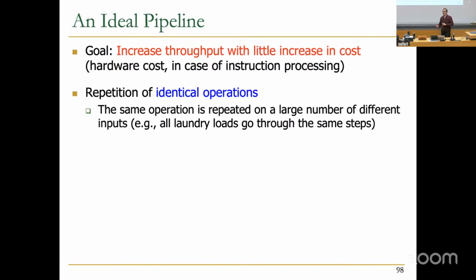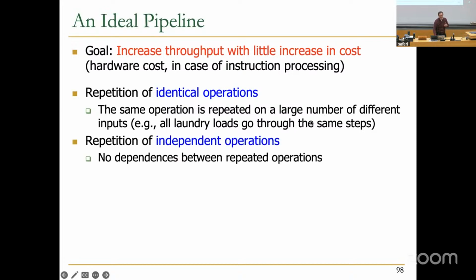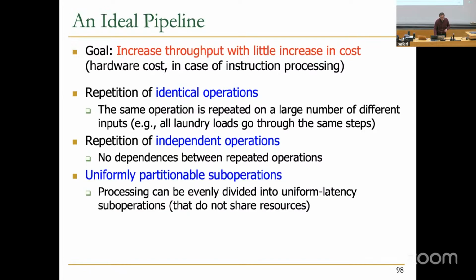Ideally, you should be repeating the same operation many, many times. The same operations repeat on a large number of different inputs. For example, all laundry loads go through the same steps. Ideally, your operations should be completely independent of each other. There are no dependencies between different loads in your laundry, for example. That should be nice. And ideally, you should be able to uniformly partition them into sub-operations, so you can divide processing into uniform latency sub-operations that do not share resources. Again, in the laundry example, we had 30 minutes for each step. That's uniformly partitionable. But ideally, we would like to make it even more partitionable. We would like to have a 5-minute dryer.